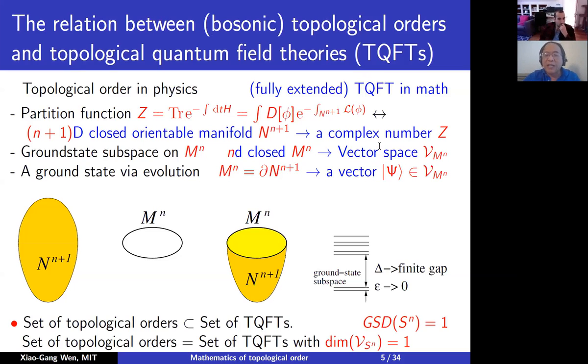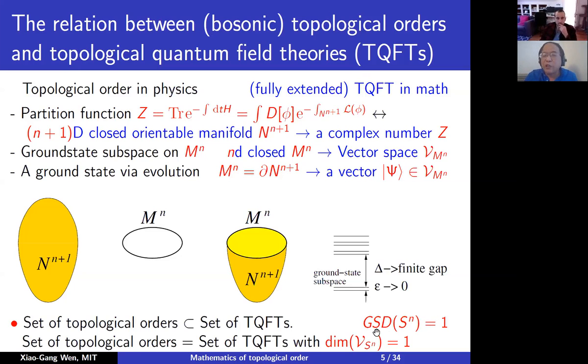But there's a slight difference. In the topological order, we have an additional requirement, as I mentioned, that the ground state degeneracy on the sphere must be equal to one. And that is stability. If this is not equal to one, it's not stable, it's not topological from a condensed matter point of view. However, I think in mathematics, the TQFT may be more general, may allow this to be bigger than one, which I don't know.